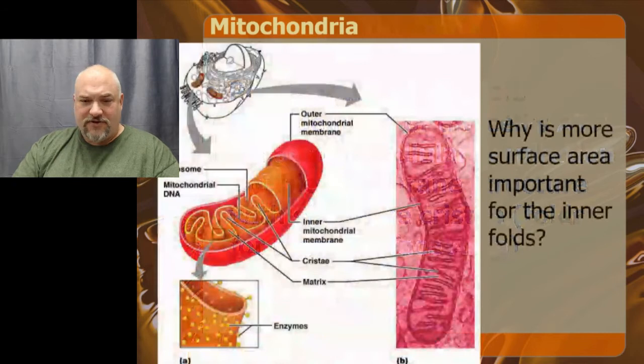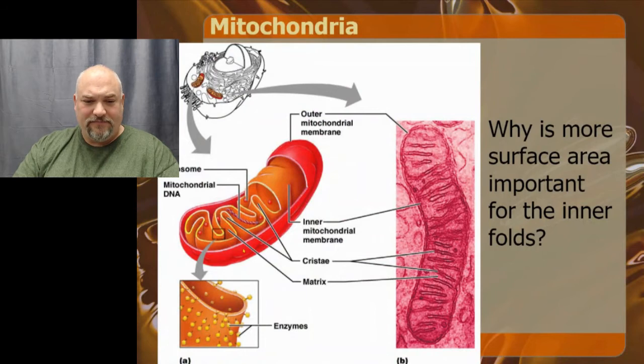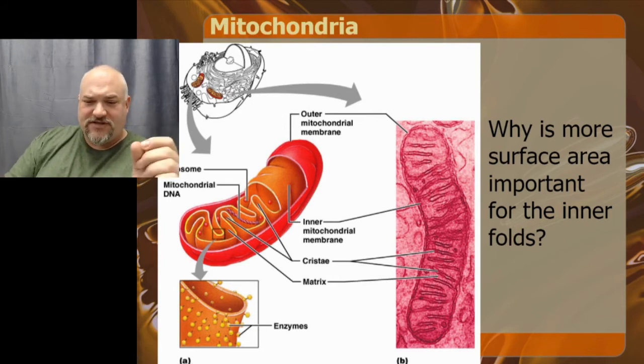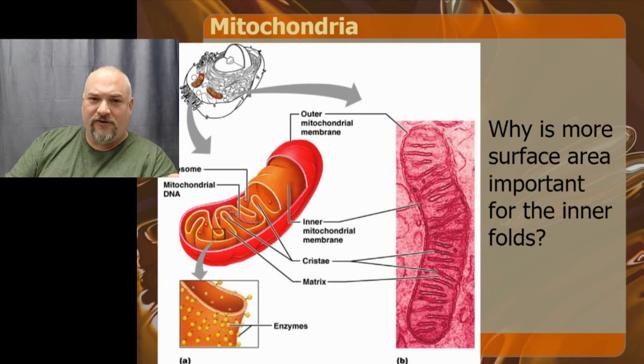So here's the question. Here we have a mitochondria. We can see the outer mitochondrial membrane, and then the inner one with these folds called cristae. And inside there, we've got this fluidy stuff called the matrix. You can also see that on that cristae membrane, that inner membrane, we have a bunch of enzymes stuck to it. That structure is extremely important. That increase in surface area is extremely important for the inner folds. I want you to pause right now and think about, why is that so important for the function of the mitochondria?